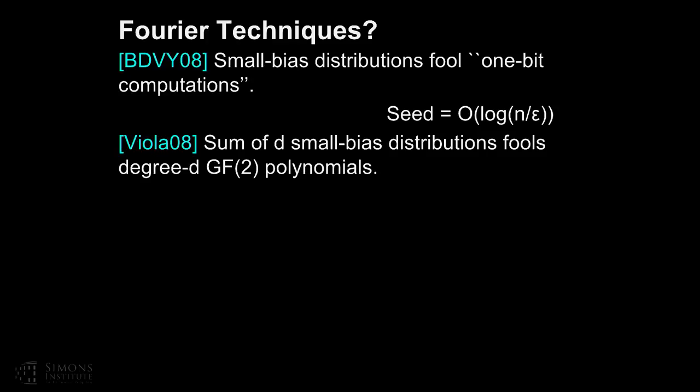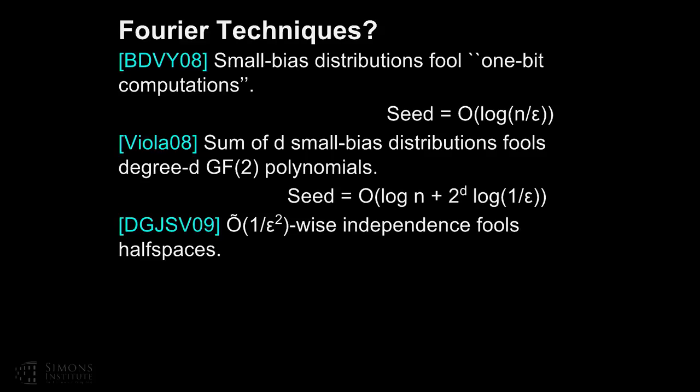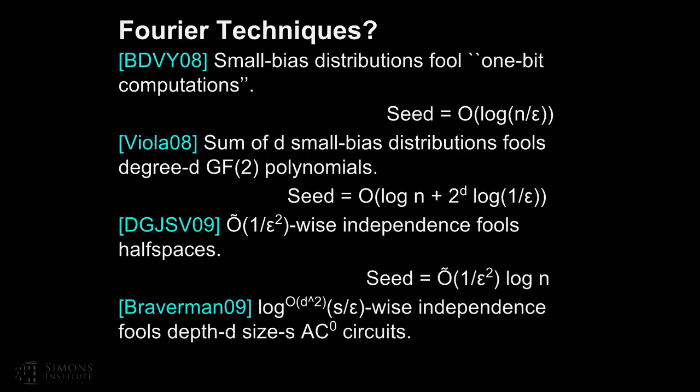We also know how to fool GF2 polynomials using the sum of small bias distributions. That's something that Raghu spoke about at the opening workshop. And that gets you a logarithmic seed length plus some large term in terms of the degree. We also know that half spaces can be fooled by k-wise independence. And similarly, we can get AC0 circuits being fooled by k-wise independence. Now, these are not the best known results. We can do better than this. But I just wanted to give you some examples of the success of using Fourier analytic techniques to construct pseudorandom generators.